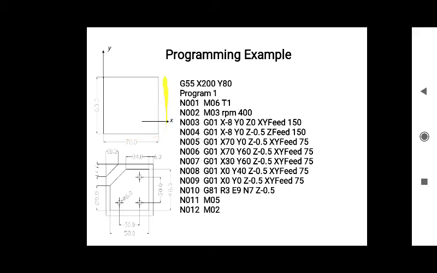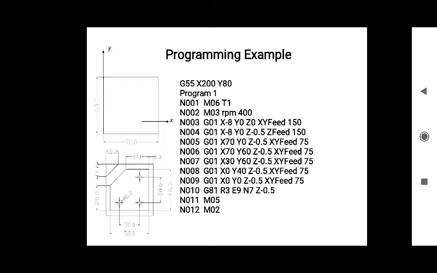After this moment, we are going to move the cutter from the lower right corner to the upper right corner. That's why we have given the instruction, or we inserted the block over here, that is the cutter will move from x70 y0 coordinate to x70 y60 coordinate, with the feed of 75 per minute.